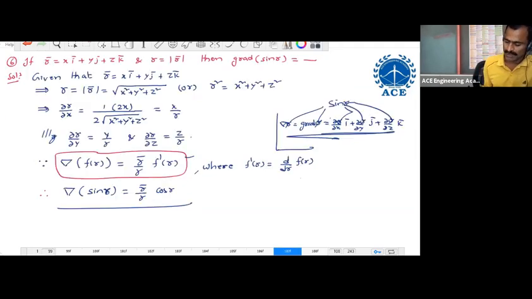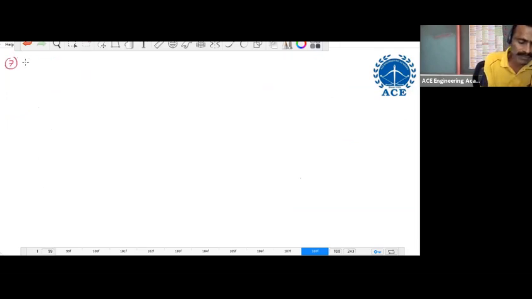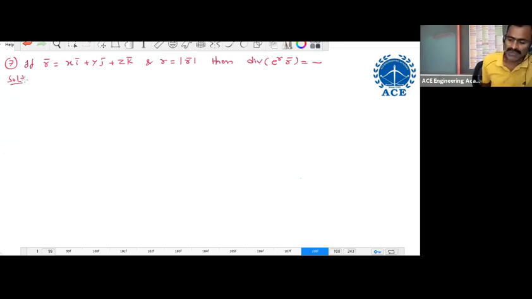Right. Next, problem number 7. If r bar equals xi bar plus yj bar plus zk bar and r equals modulus of r bar, then div of e power r into r bar equals. It is similar to the previous problem. In the previous problem, it was asked to write the gradient, but here it is divergence. Like the previous problem, we use the direct formula for a function of r.